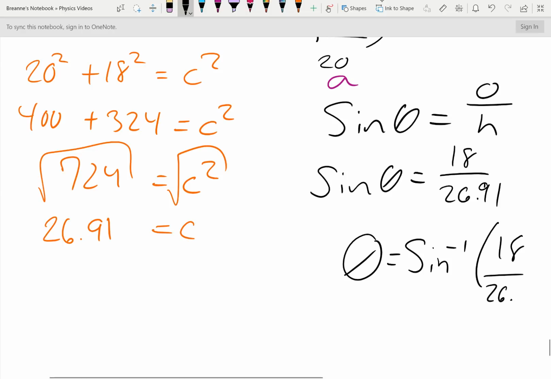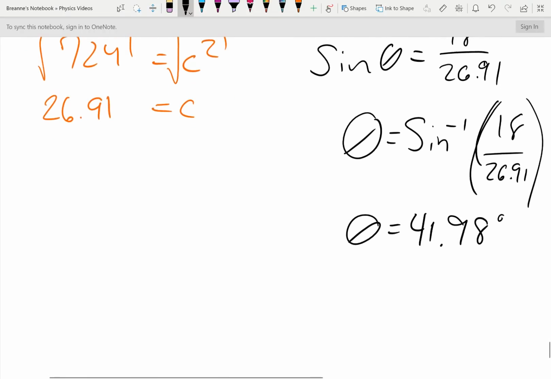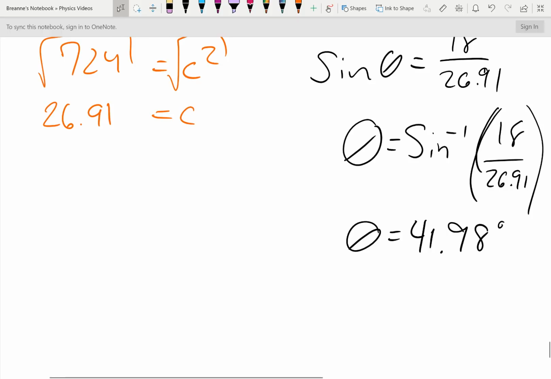18 divided by 26.91. To get inverse, you hit second sine on your calculator, and you should see a sine -1 parentheses. Then you just do 18 divided by 26.91, and your angle ends up being 41.98 degrees. And that'll be in your first quadrant.